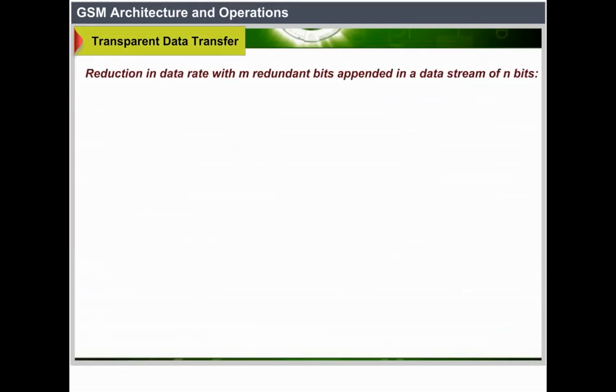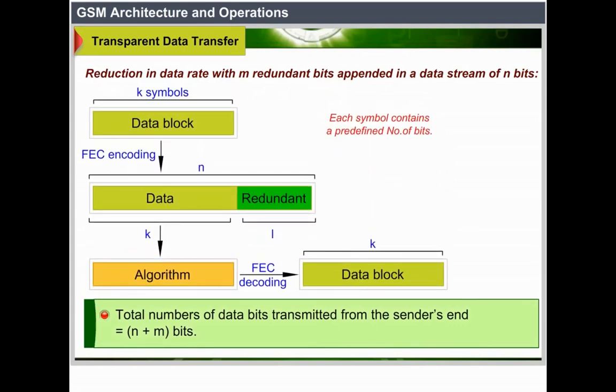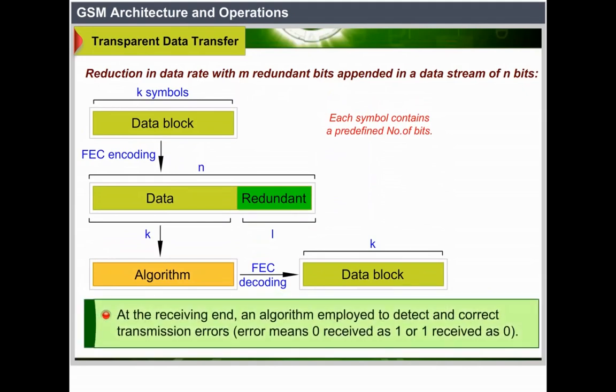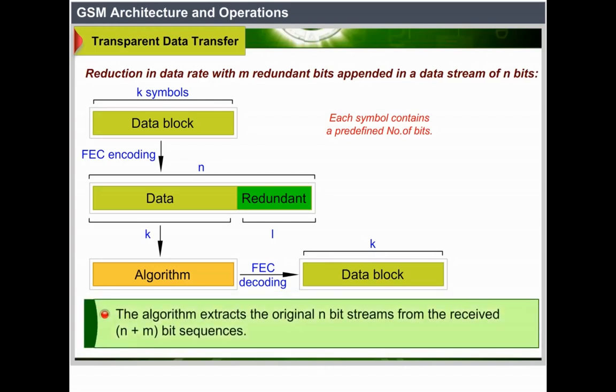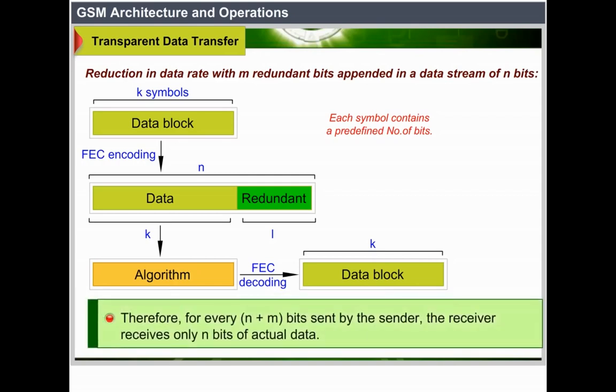Reduction in data rate: with m redundant bits appended in a data stream of n bits, the total number of data bits transmitted from the sender's end is n plus m bits. At the receiving end, an algorithm is employed to detect and correct transmission errors. Errors mean 0 received as 1 or 1 received as 0. The algorithm extracts the original n-bit stream from the received n plus m bit sequences. Therefore, for every n plus m bits sent by the sender, the receiver receives only n bits of actual data.